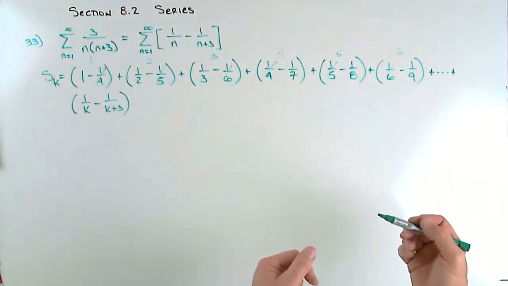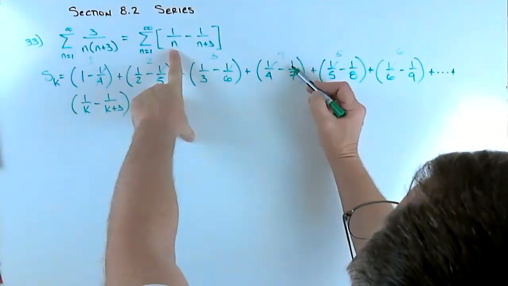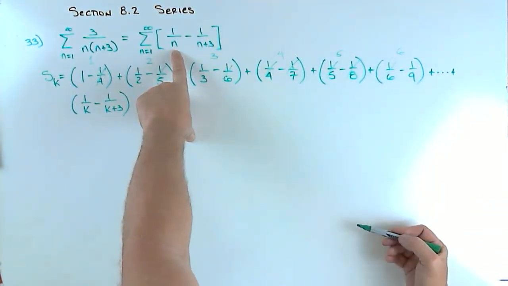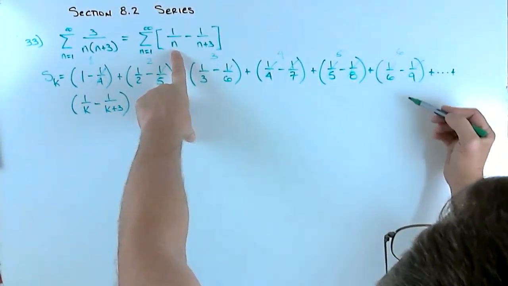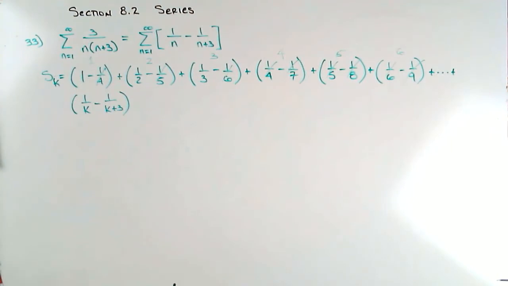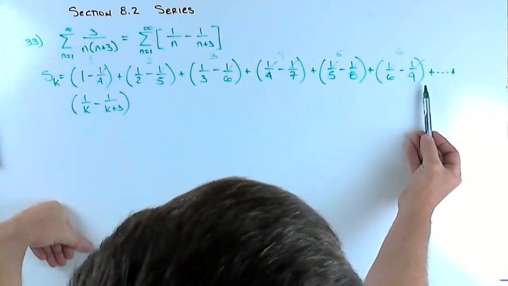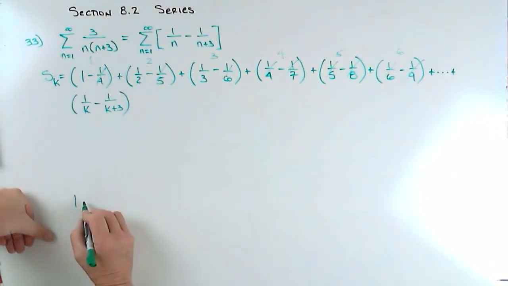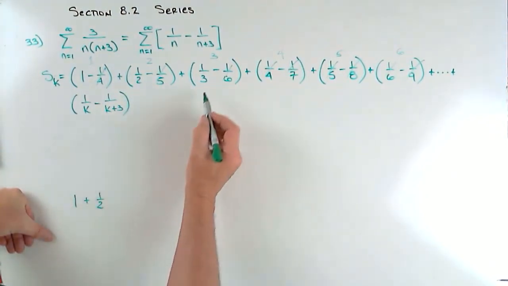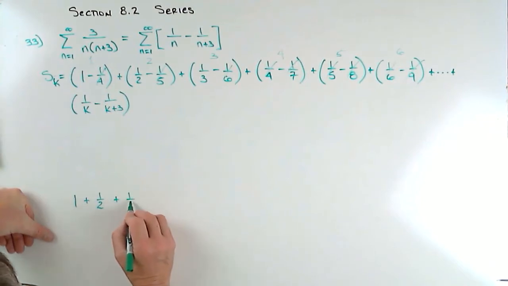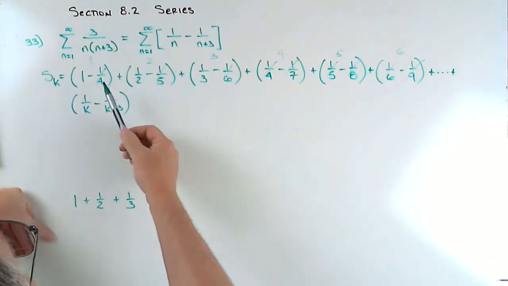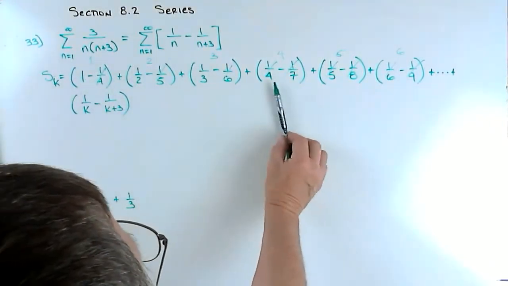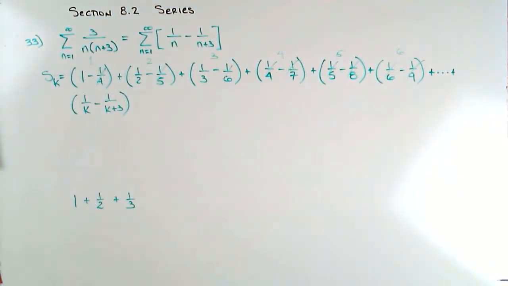Now, if we plugged in a 7, we would have 1/7, that would cancel this. If we plugged in an 8, we would have 1/8, that would cancel this. If we plug in 9, we'd have 1/9, that would cancel this. So all the terms going forward are going to cancel. Everybody's going to cancel. We're going to have a 1 left, we're going to have a half left, and we're going to have a 1/3 left right there. So everybody after the third term cancels. They all cancel.